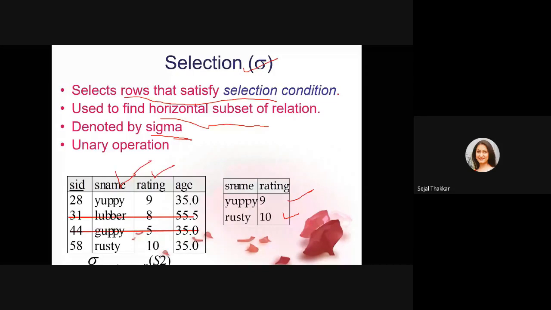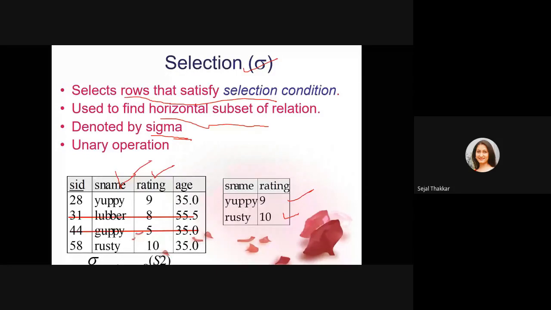So whenever you are doing row wise selection, you have to apply any condition, like greater than, less than, equal to, right? So on the basis of condition you can select. Now what I want to do, listen, SNAME and rating, 2 columns I have to select.